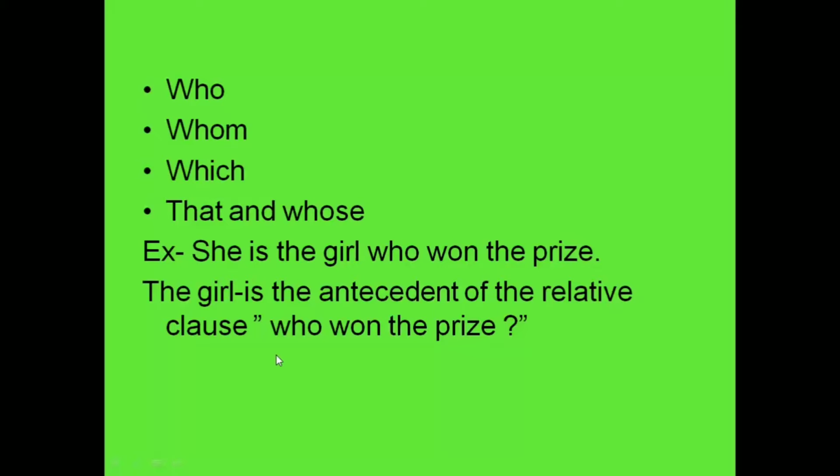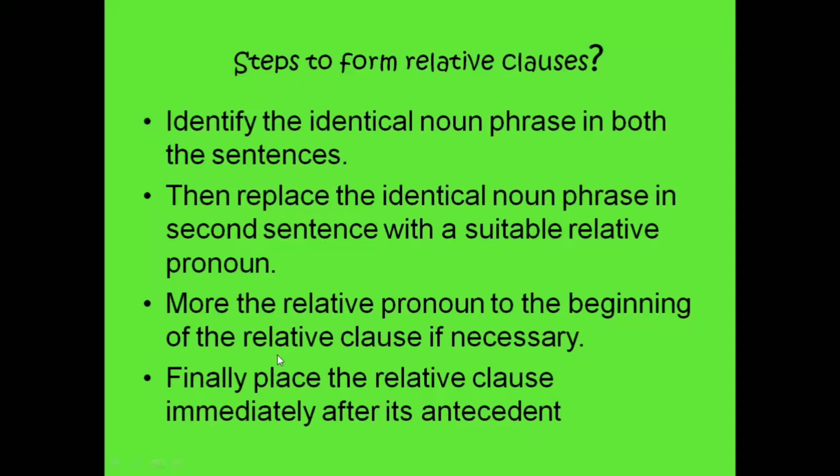Steps to form relative clauses. Students, we should know the steps of how to form relative clauses. First, identify the identical noun phrase in both the sentences. Then replace the identical noun phrase in the second sentence with a suitable relative pronoun. Third, move the relative pronoun to the beginning of the relative clause if necessary. Fourth, finally place the relative clause immediately after its antecedent.